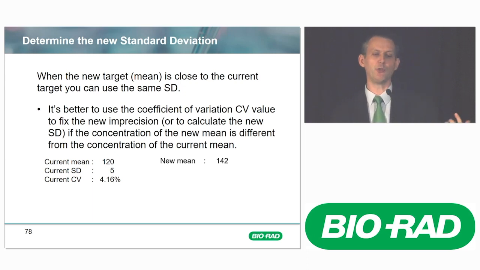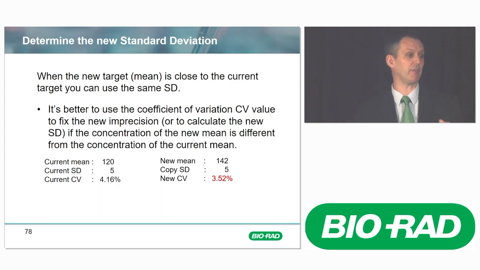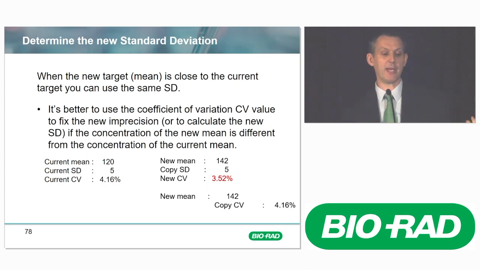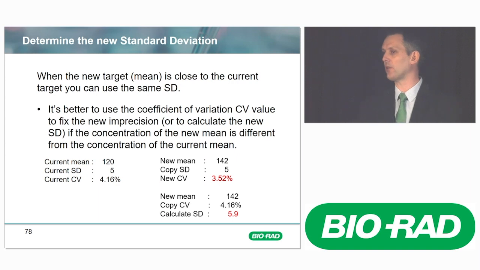When we go to a new lot, our mean might be 142. If we just copy that 5 for the standard deviation, we're actually narrowing our limits, because we're putting a tighter CV in for our system. So with that 142, it is better to take our CV, copy that CV of 4.16 over to our new lot, and we can calculate the new standard deviation if we want. Here it would be 5.9.